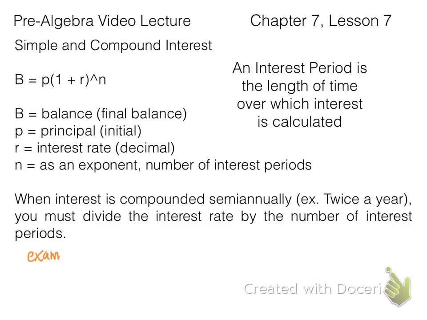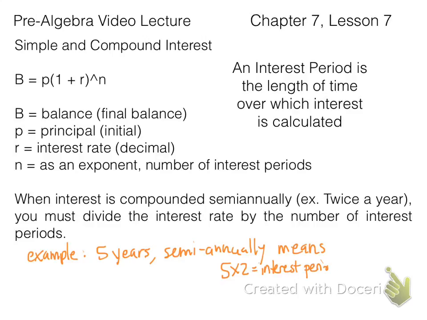Let's back up some. Okay, so when interest is compounded semi-annually, taken twice a year, 3 times a year, 4 times a year, you must divide the interest rate by the number of interest periods. But you also must calculate the number of interest periods. So here's the big deal. For the interest period, since it's 5 years, semi-annually means usually twice, it means that you actually have 10 interest periods, right? 5 years, twice a year, that's 10 times it happens, all right?